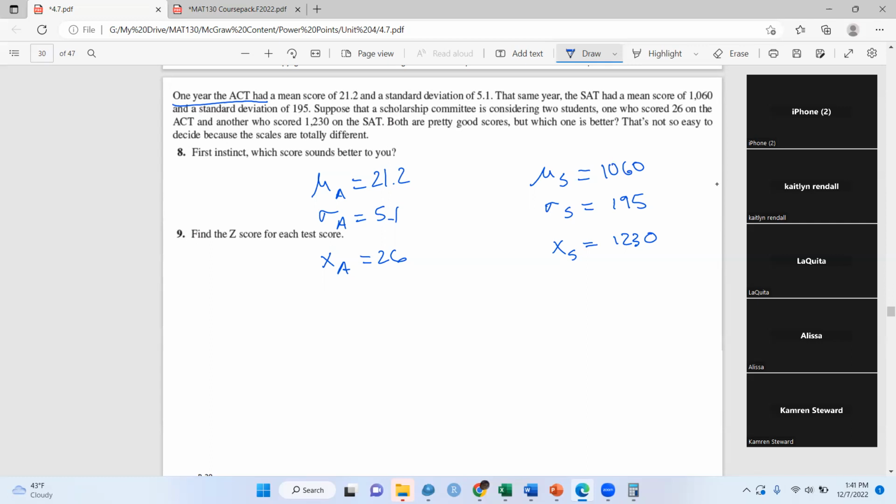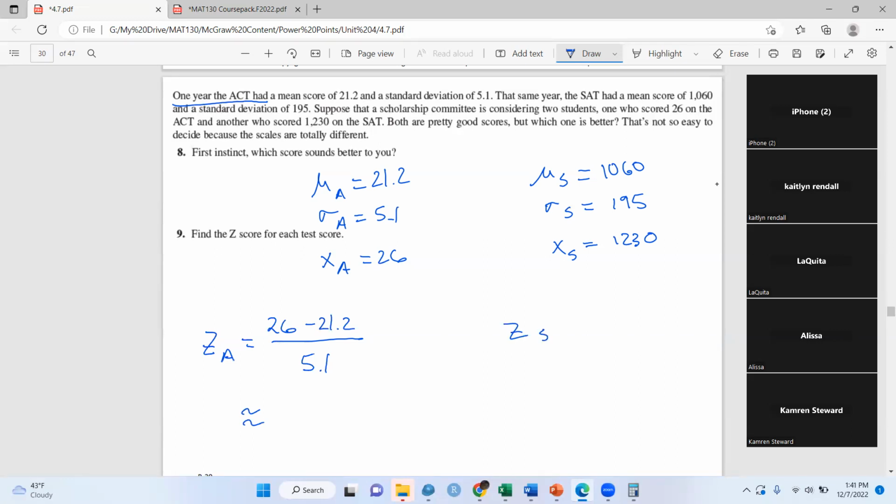So let's just get the z-score. For the ACT student, we're taking the 26, subtracting the 21.2, and dividing by the 5.1. This will get us their z-score.